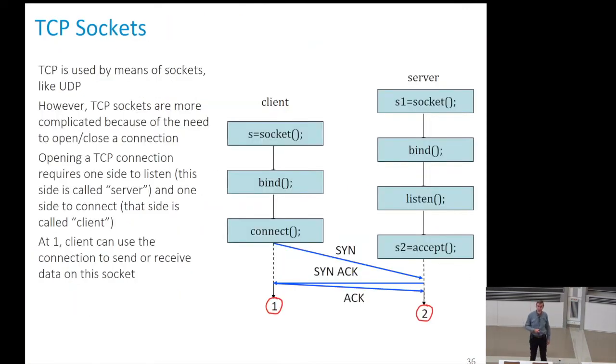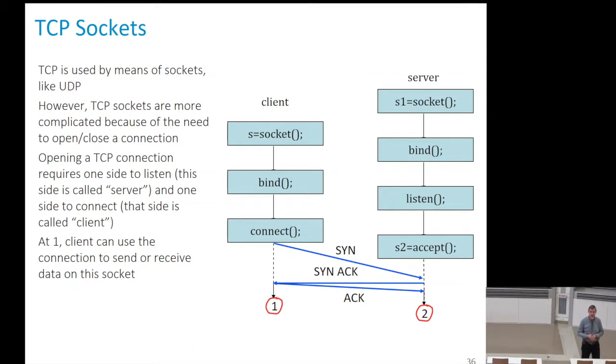When we use TCP sockets, we don't see the packet format, but we're exposed to some of the details because we need to open a connection. And this is visible through the connect call that we did not have with UDP.